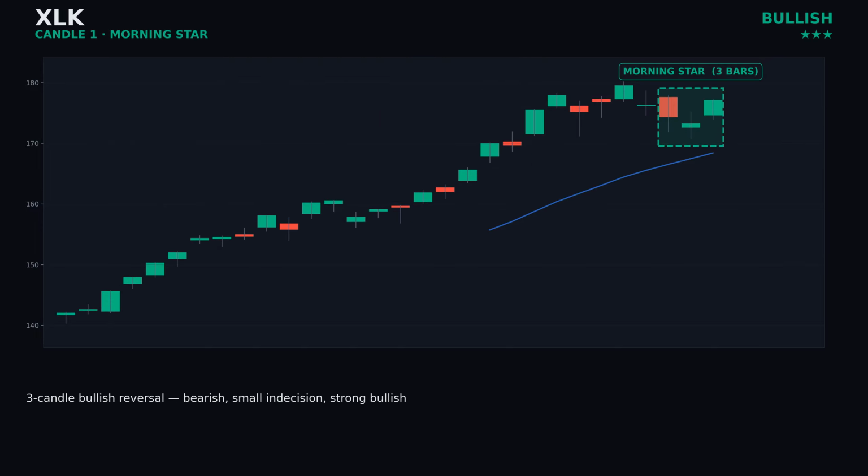Candle signal number 1. A morning star just formed on the last 3 candles. See the dashed box on the chart? That's where it printed. It's a bullish read with 3 out of 3 strength. 3 candle bullish reversal. Bearish, small indecision, strong bullish. What you want to see next is follow through on the very next bar. That's the confirmation that turns a signal into a trade.